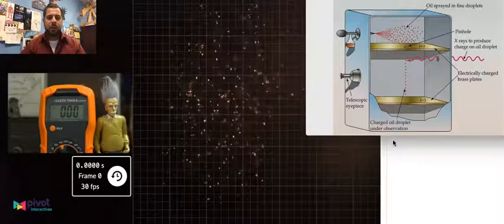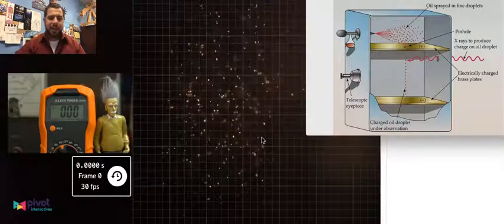From this, Millikan was able to run multiple experiments calculating the charge on the droplets. Over time, what he found was that every time he calculated charge, it was always a multiple of the elementary charge, which we know is 1.6 times 10 to the minus 19 coulombs.